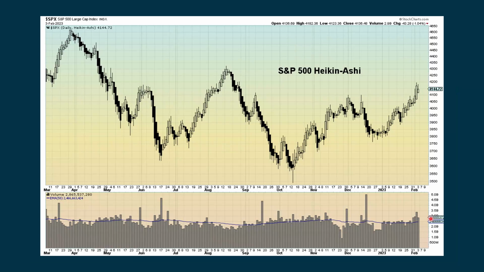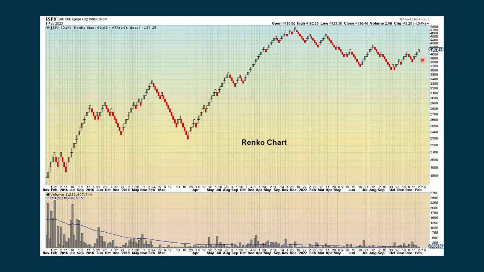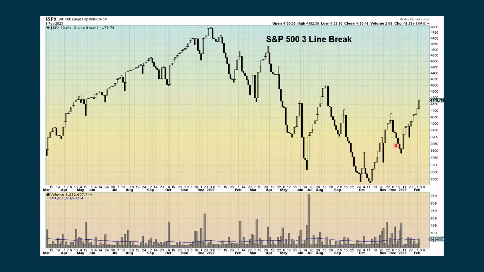Looking at some different charts, the Heiken Ashi continues to be positive with a lot of open candles. The Kagi chart is also positive with black bars going up higher. The Renko has open blocks, which is positive. The three-line break also has open candles, positive.